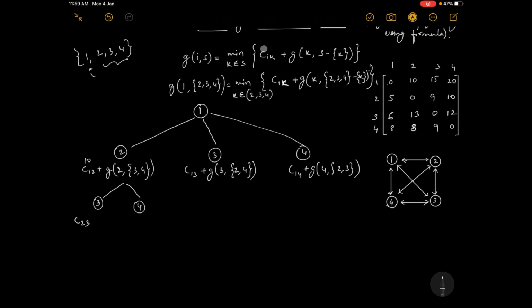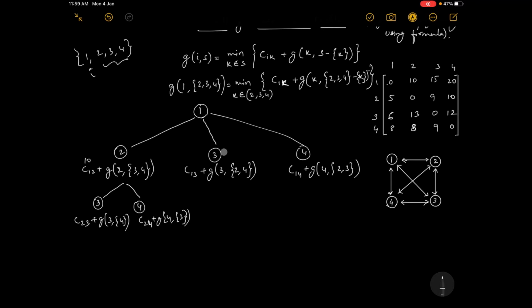G of 2 comma 3 comma 4, so you have to use this formula plus G of, this is K. So what is left out? You started from 1, 2 is over, 3 is also over, so what is left out is 4. So here C24 plus G of 4 comma, the left out is 3. Yes or no? 1 is over, 2 is over, 4 is over, so left out is 3, correct. I am using this formula.